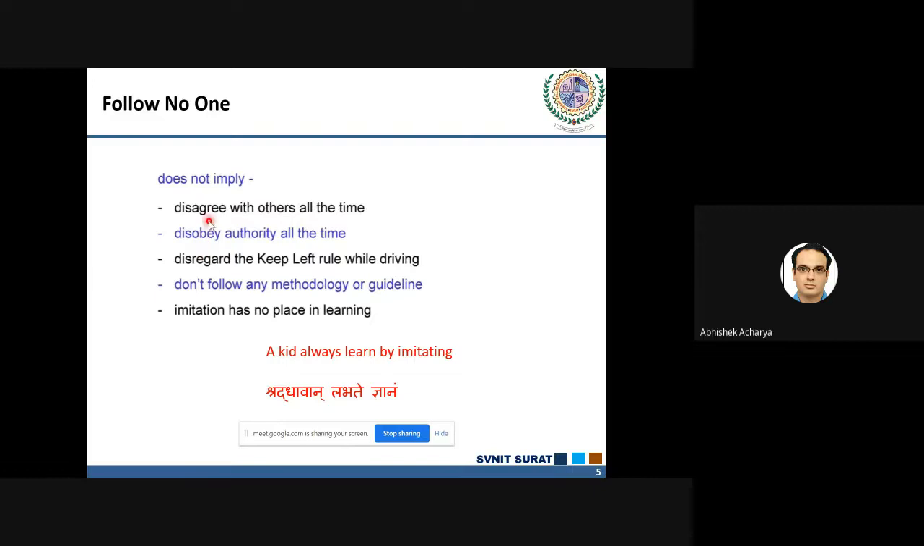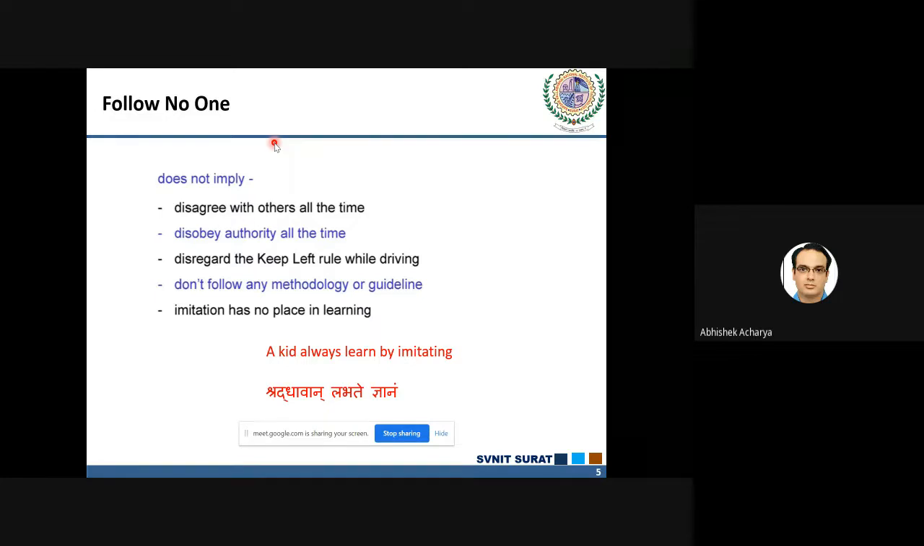The first part is disagreeing with others all the time. When I'm saying follow no one, it doesn't mean that you should disagree with others all the time. For example, we all abide by the constitution, and it is not necessary that you should always disagree with the constitution. Secondly, disobeying authority all the time. It should not be that you are disobeying your higher authorities all the time. It is seen in normal human behavior that people generally disobey authority, but it should not be considered under this umbrella, I mean, follow no one. What is the meaning of follow no one, I'll discuss later, but the restrictions of follow no one I am discussing over here.